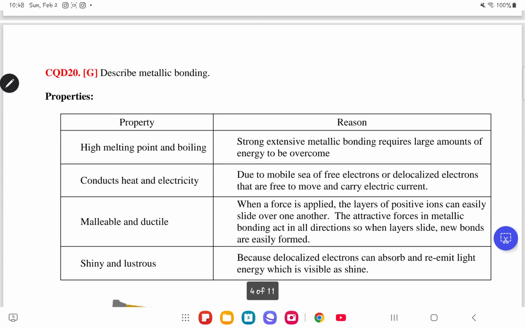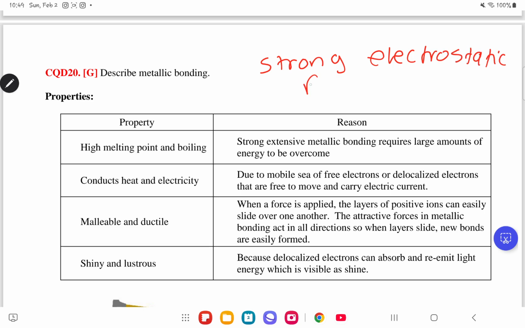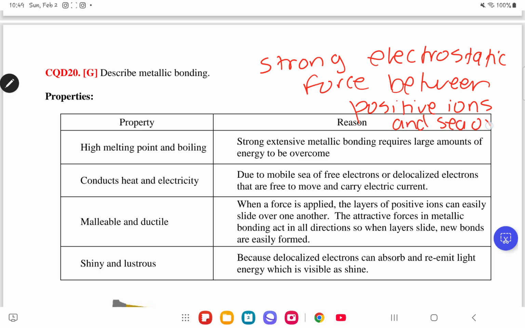Moving on to CQD number 20. So here they said describe metallic bonding. Very simply, metallic bonding is what? Metallic bonding is a strong electrostatic force, or it's a strong electrostatic attraction between positive ions and the sea of electrons. So now we are gonna discover how.